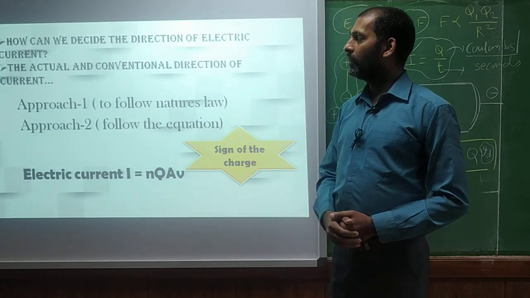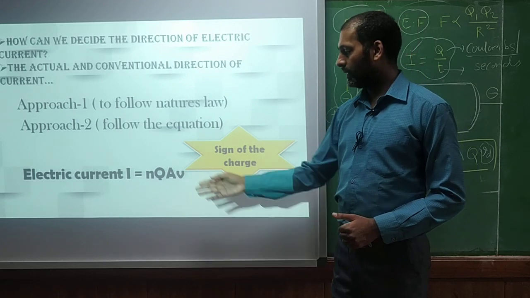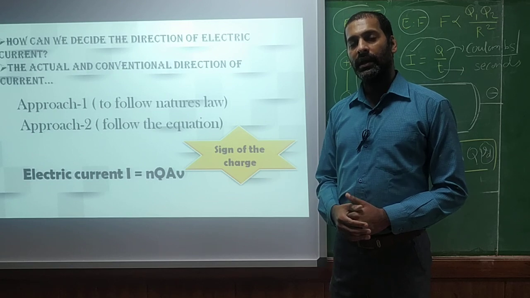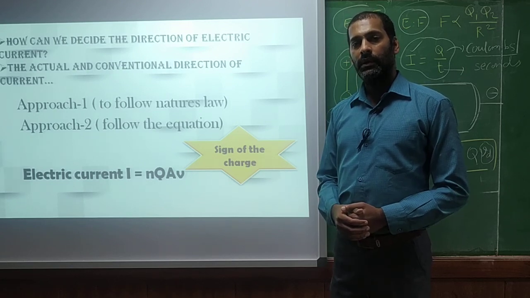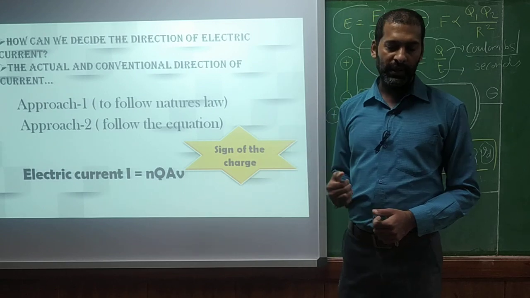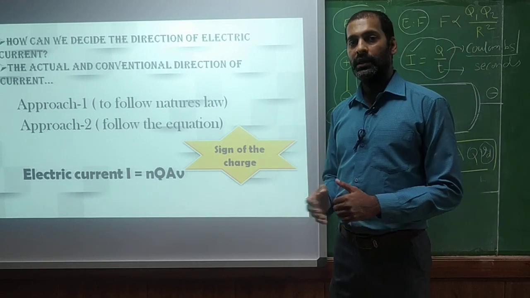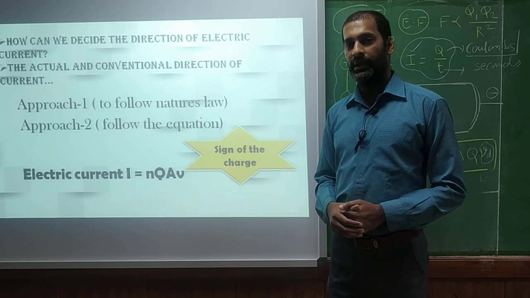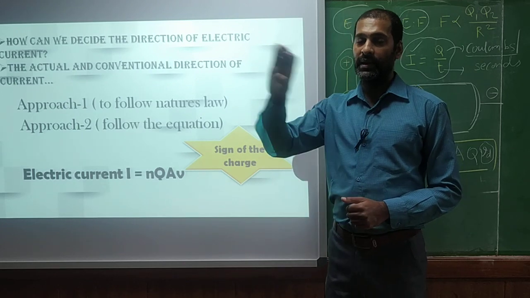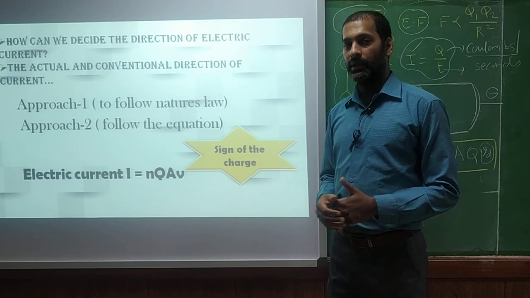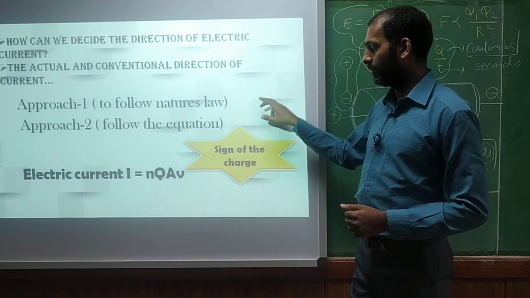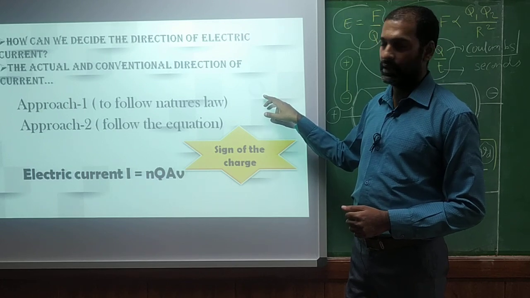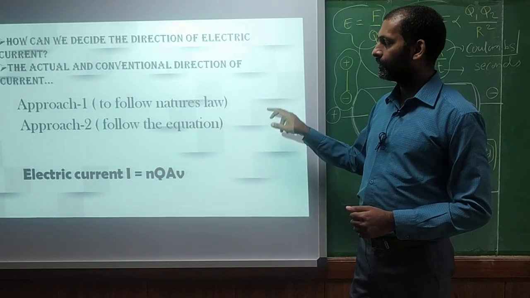So who can decide the direction of electric current? The polarity of the charge can also decide the direction of the current. If in any case we consider a positive charge, then the direction will be from positive to negative, because positive charges will get attracted towards the negative terminal. This is a very important concept. Everyone should remember this. So this is about the actual and conventional direction of currents. Let us move to the next part.